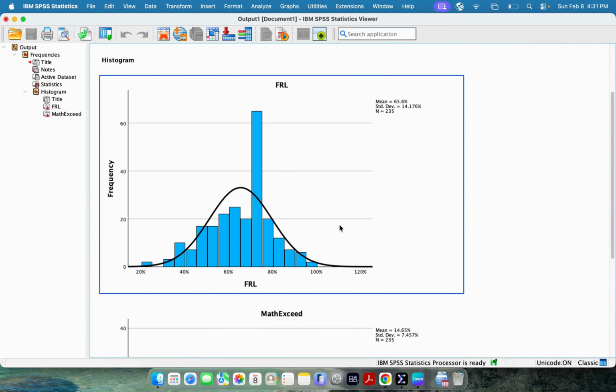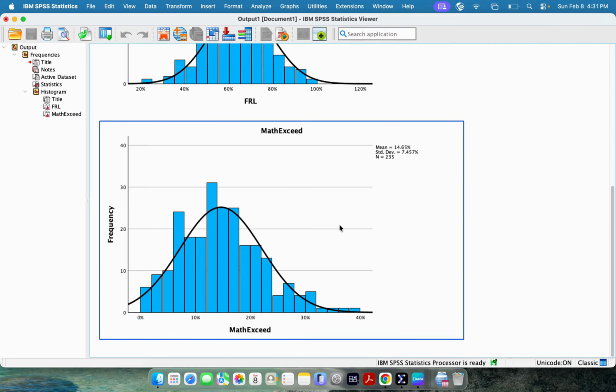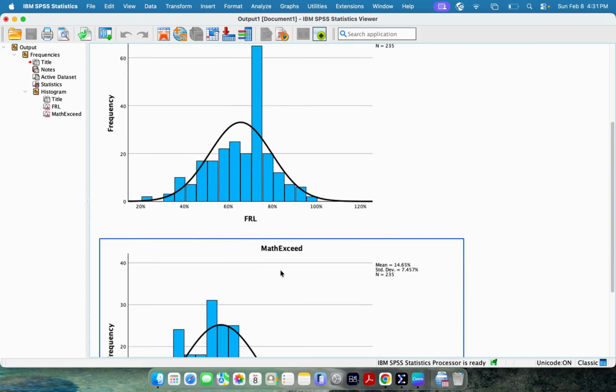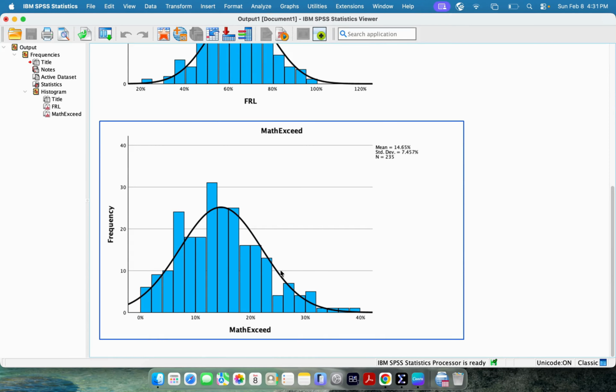So here I see both of my charts. They both look pretty normal. There is one outlier here, but overall, they both follow the curve pretty well. So I would say it does meet normality. Next, I'm going to look at linearity.